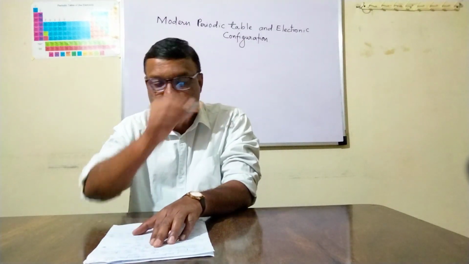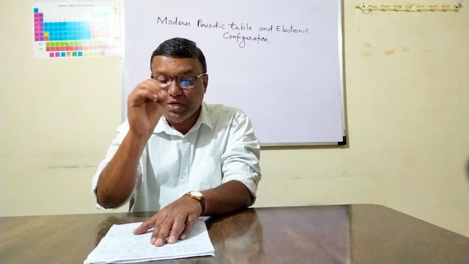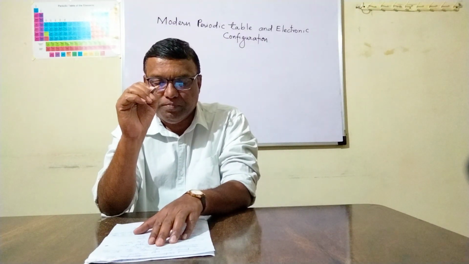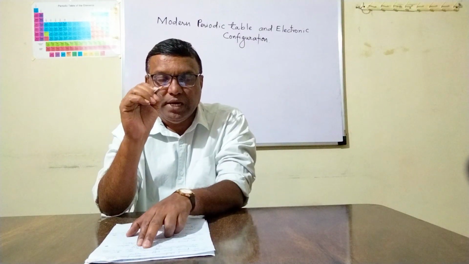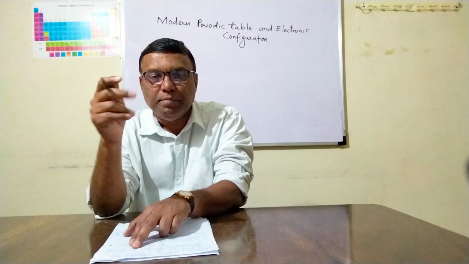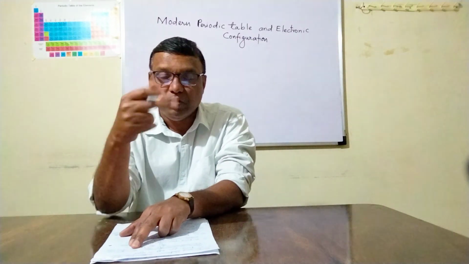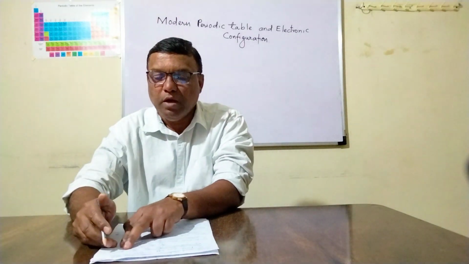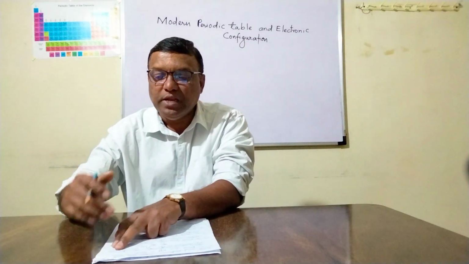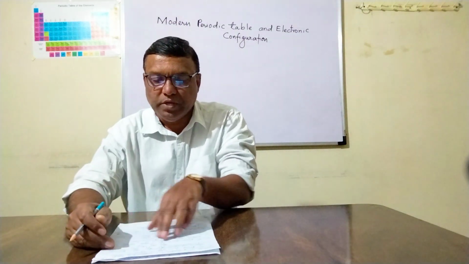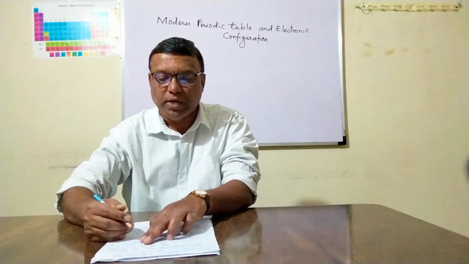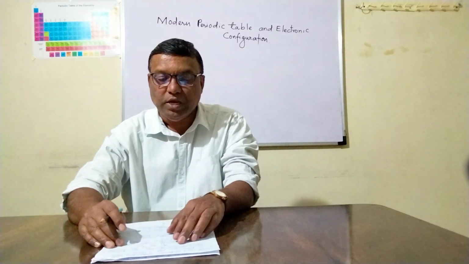Let me tell you. The first element in period number 2 is lithium, atomic number 3. Second, beryllium, atomic number 4. Atomic number increased by 1. Third element boron, atomic number 5. Atomic number increased by 1. Fourth element carbon, atomic number 6. Then nitrogen, atomic number 7. Then oxygen, atomic number 8. Then fluorine, atomic number 9. Then neon, atomic number 10.